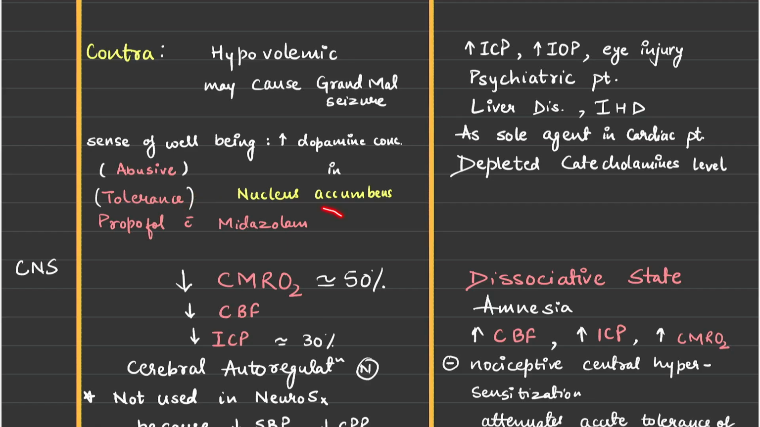And there is an interaction of propofol with midazolam. Propofol increases the concentration of midazolam in the blood, and vice versa. Midazolam also increases the concentration of propofol in the blood. So they decrease each other's clearance.